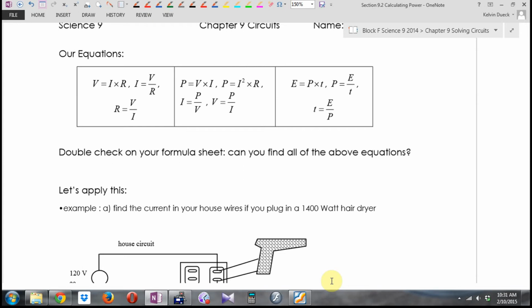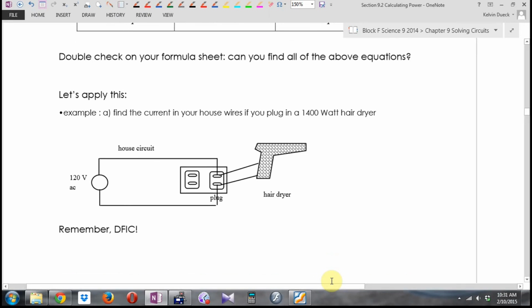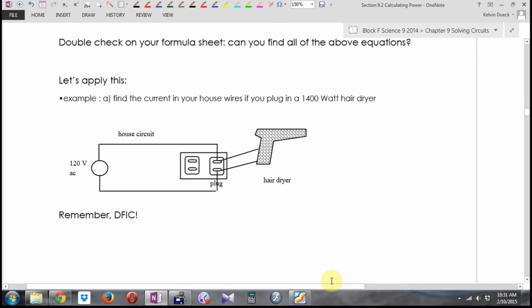So let's apply this. Here's a circuit. It says find the current in your house wires if you plug in a 1400 watt hair dryer. I did some Googling online. I found some models of hair dryers, and I found their wattage. And one standard model has 1400 watts. Remember, I said DFIC. Okay. What's this question asking me to find? Current. Let's write down I equals question mark.